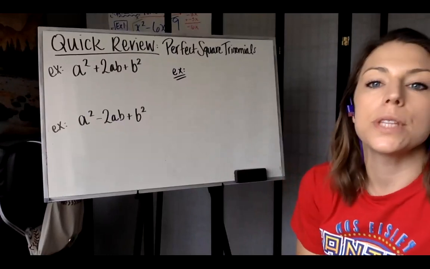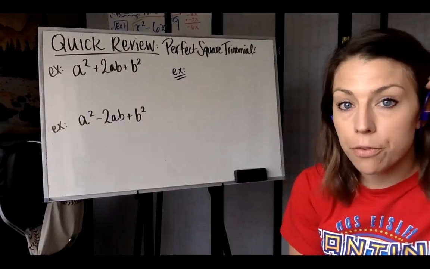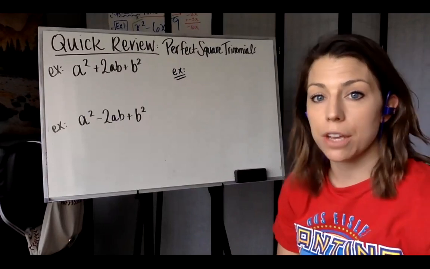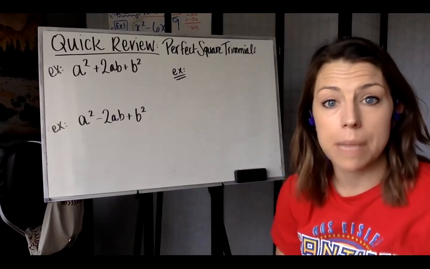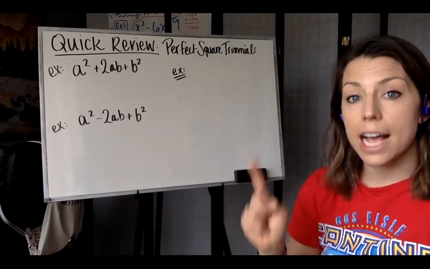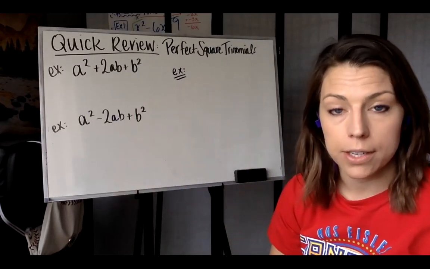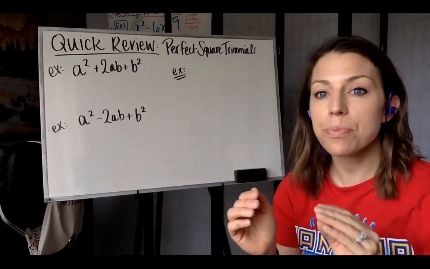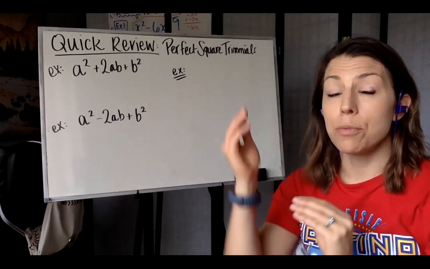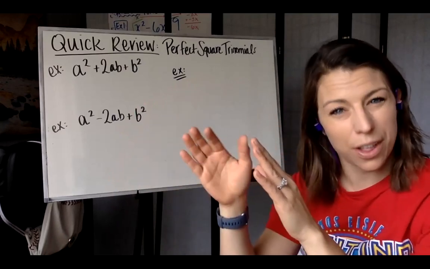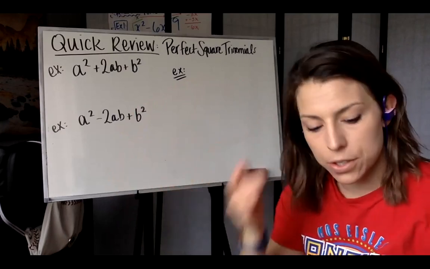Okay, let's do the same type of review, this time for perfect square trinomials. So in this case, we are looking for a trinomial, meaning it has to have three terms. The first and the last term are perfect squares, and the middle term is the weird one. The middle term is basically, if you multiply the square root of the first and the last and add them together, or in other words, double it, that's what the middle term is.